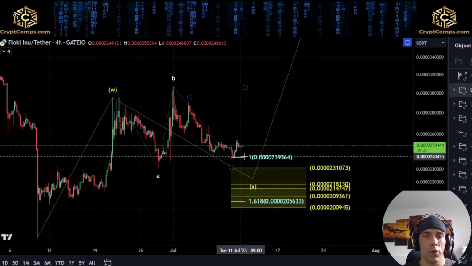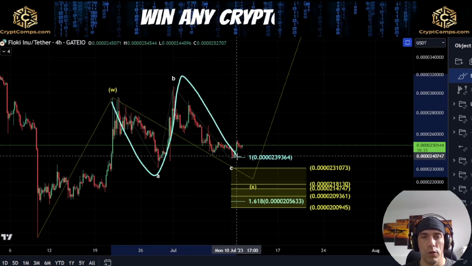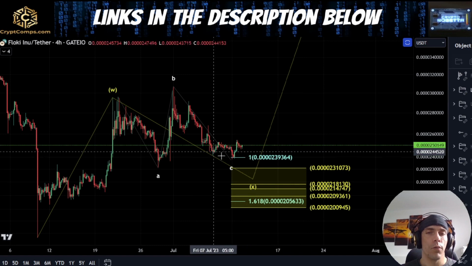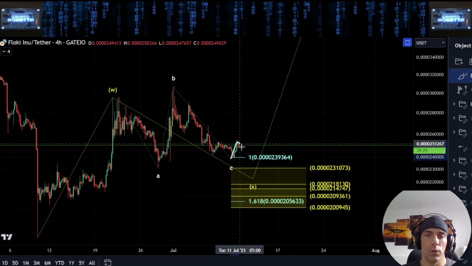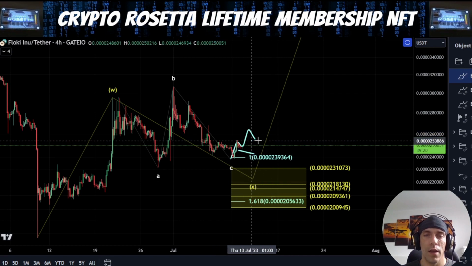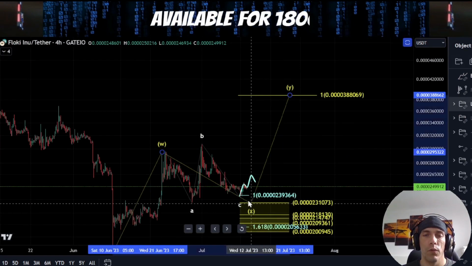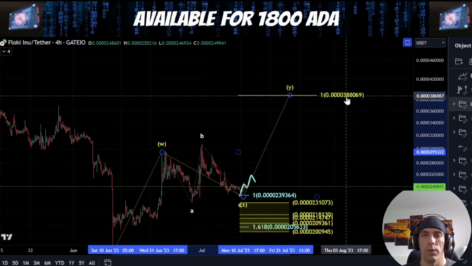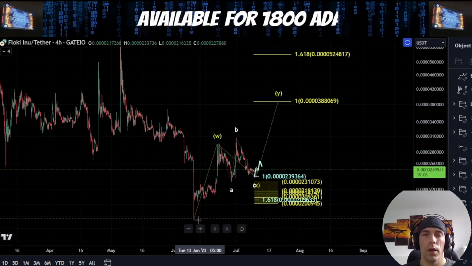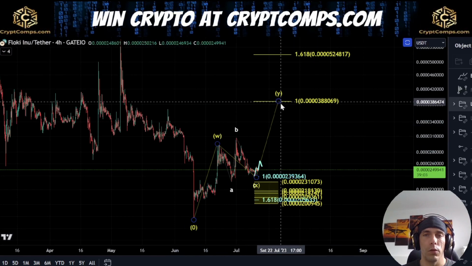So it is possible we finish earlier up here, because the reason I'm saying this is because we have actually achieved 1-to-1 of this A wave over here at this 239364. So if we do maintain this level and we start to build a structure to the upside and start to set higher highs, higher lows, and continue to maintain these higher lows, then potentially what we could be looking for is a 3-wave move to the upside, where we are looking for this zone here of this 388069 as a possible target area. Now if we are looking at this structure as a W, and X, and a Y, obviously this 1618 is a potential target as well.